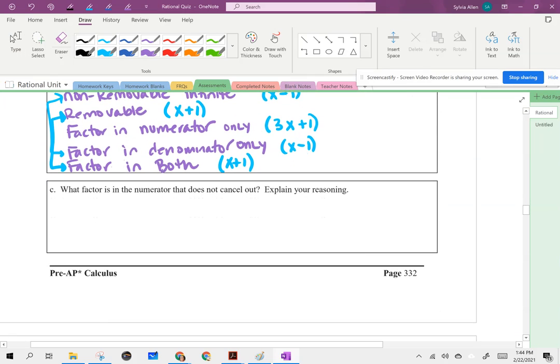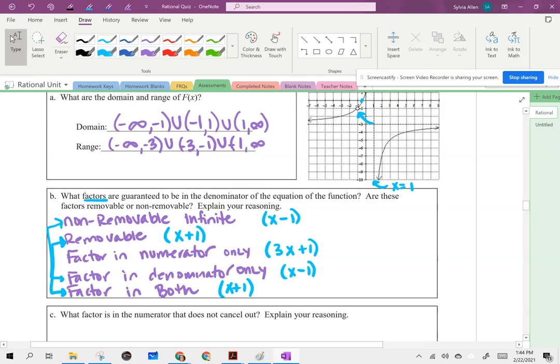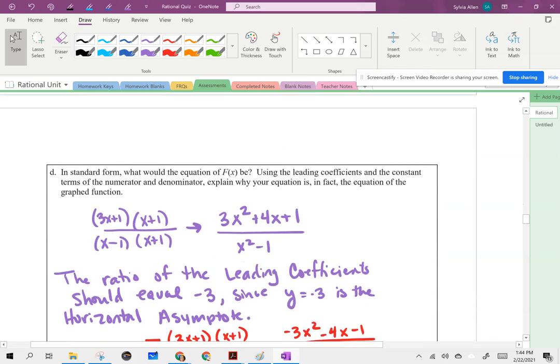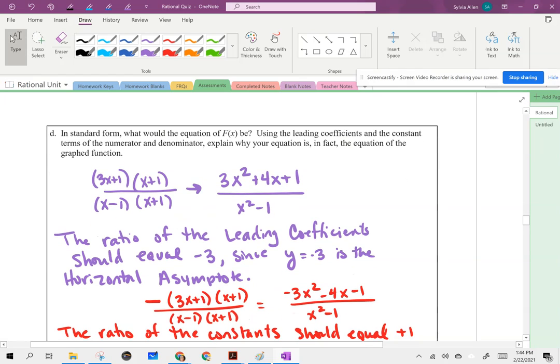All right. And then we didn't really do C. I've kind of incorporated it in here. And then let's take a look at D. It says in standard form, what would be the equation of f of x? Use the leading coefficients and the constant terms of the numerator and denominator. Explain why your equation is in fact the equation of the graphed function.